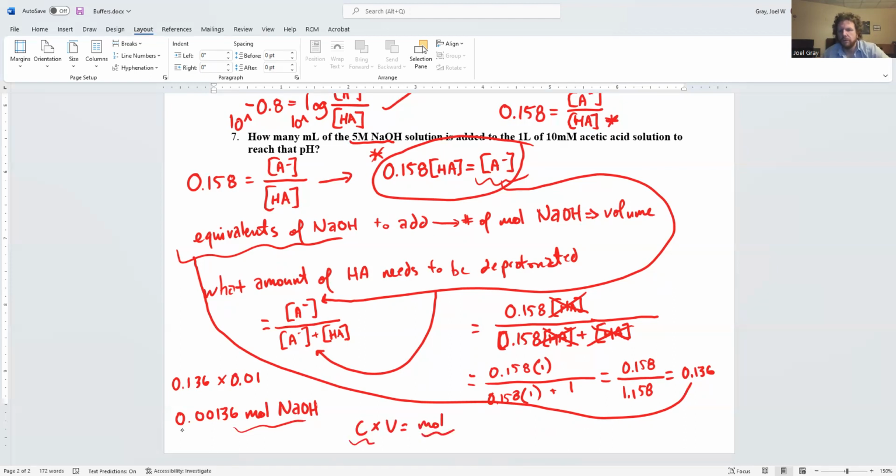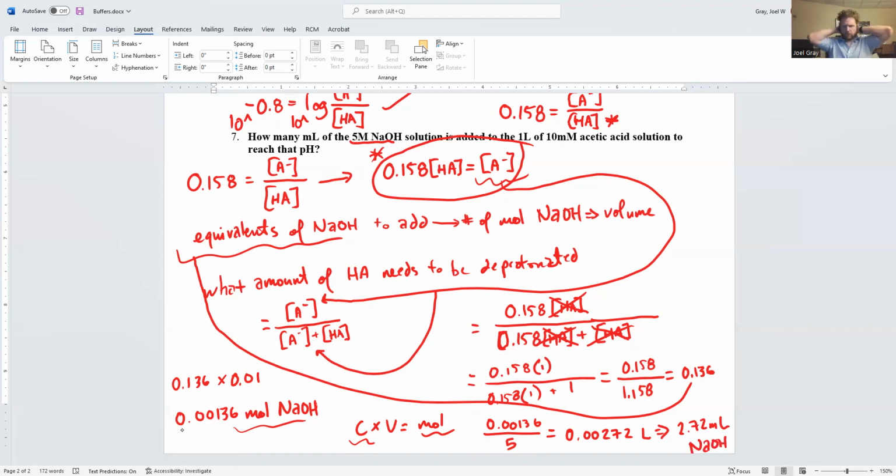So we're going to rearrange this so that it reads number of moles, 0.00136 divided by 5 is our volume. 0.00136 divided by 5 equals 0.00272 liters, which converted into milliliters is 2.72 milliliters of NaOH.